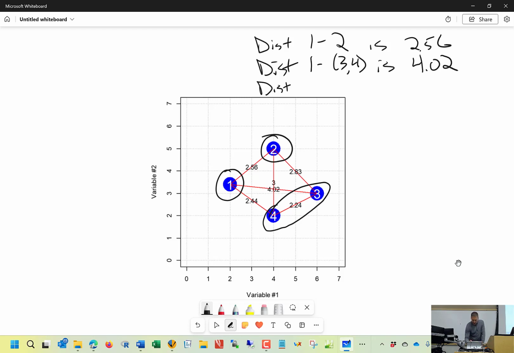Now the distance of, let's say, 2 to the cluster that has 3 and 4 in it is 3. So the distance between 2 and 3 is 2.83. The distance between 2 and 4 is 3, so that distance is 3, because I'm using the furthest neighbor method. So I have 3 distances here.